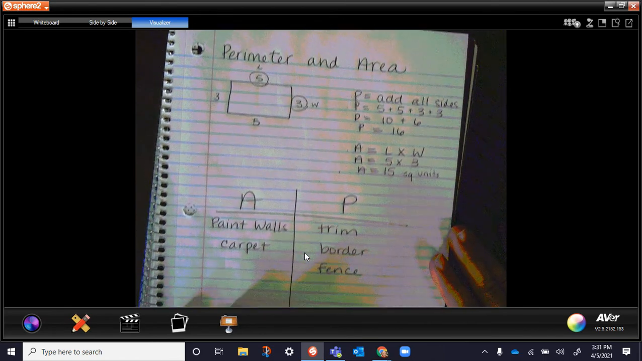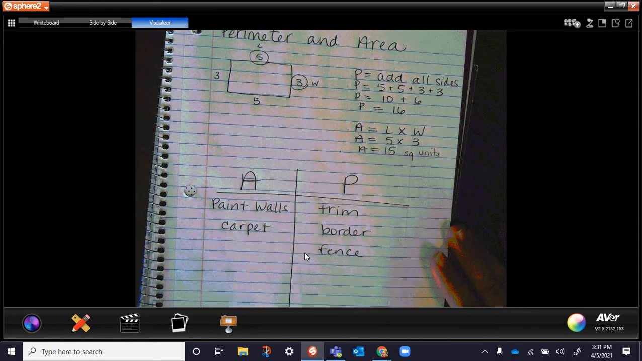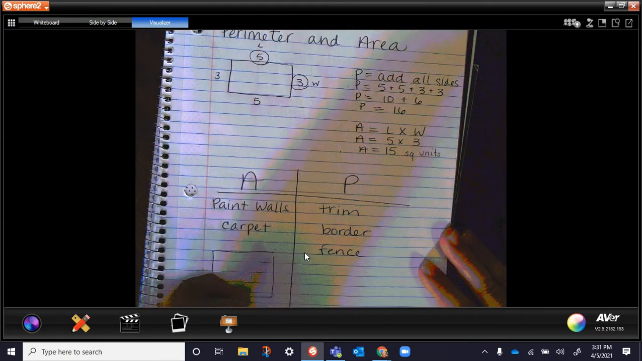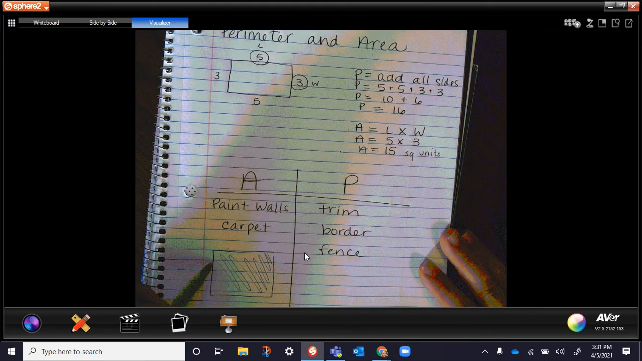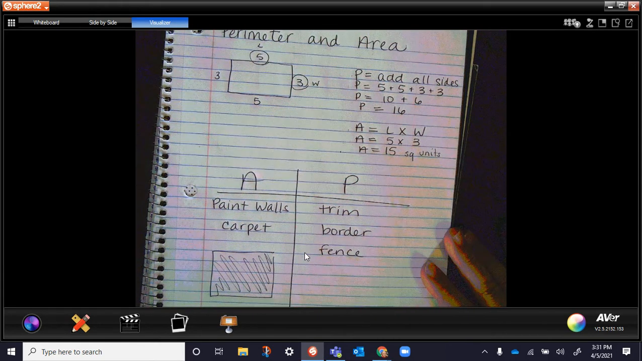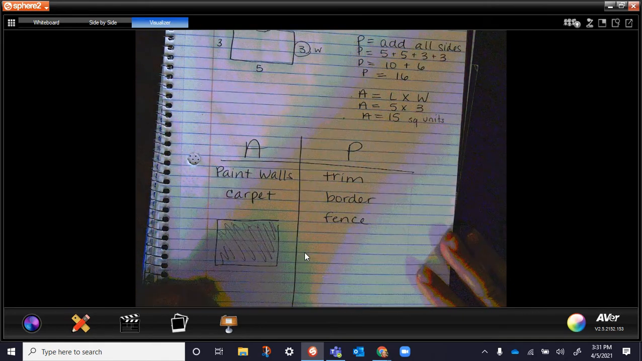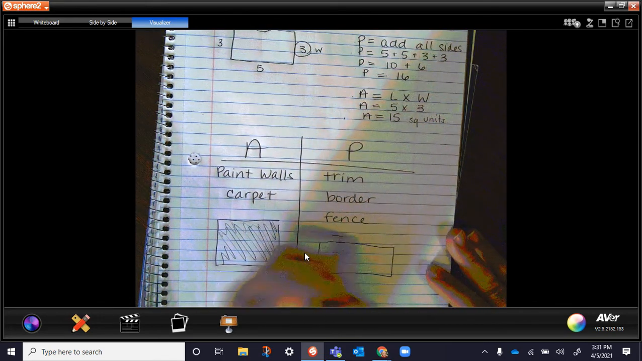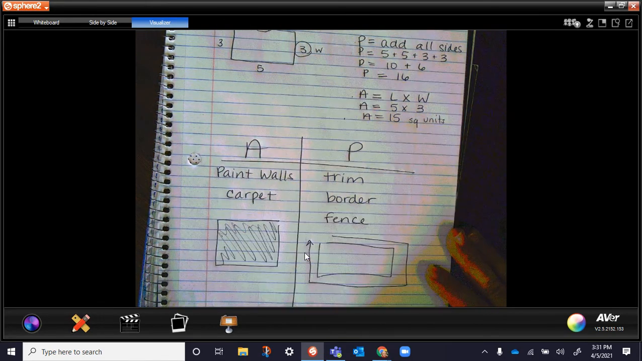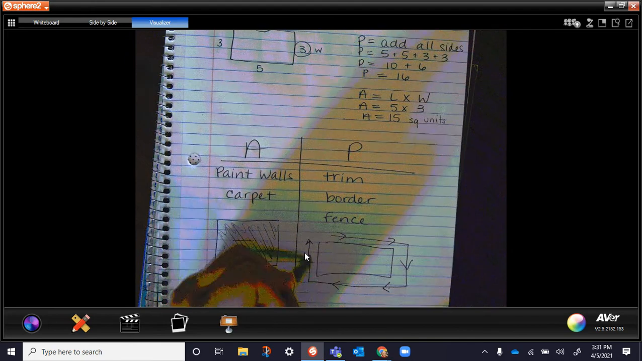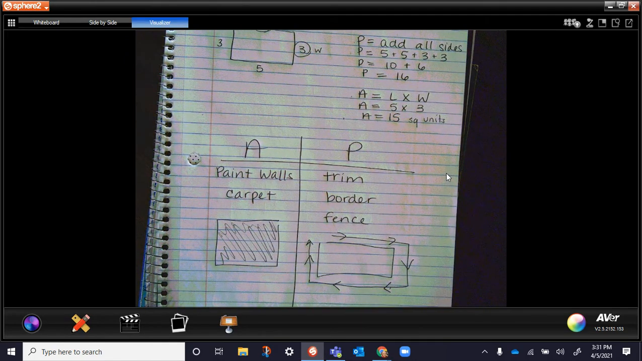Down here, we were talking about some examples of when we would find area and when we would find perimeter. So area, since it's the whole thing, so if I have a shape and I'm talking about this whole thing here, I could be painting a wall, I could be laying down carpet or some kind of flooring. You're thinking about all that space inside. Versus perimeter, I'm talking about trim, I'm talking about border, I'm talking about all the way around. So trim, border, a fence, add up all those sides.